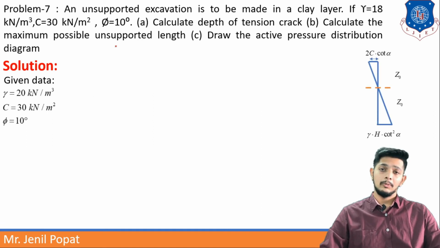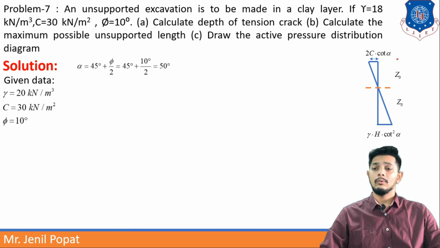Active earth pressure distribution will be like this, because we have seen that in the cohesive soil there will be negative pressure at top and positive pressure at bottom. So negative pressure will have value 2C cot alpha, and positive or net pressure can be given as gamma H cot square alpha. Now let us move forward and find out different values. Alpha is equal to 45 plus phi by 2. We know that formula from previous chapters. Here phi is given as 10 degrees, so alpha will be 50 degrees.